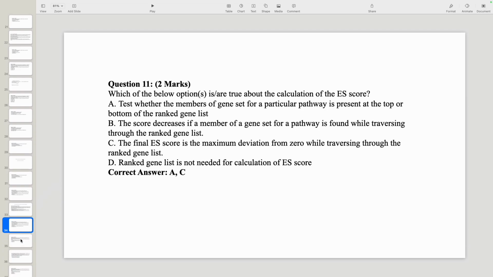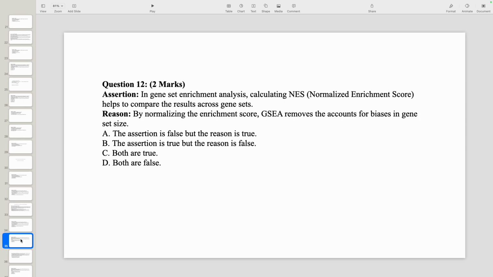So we'll move to our next question, question number 11. In gene set enrichment analysis, calculating NES, normalized enrichment score, helps to compare the result across gene sets. By normalizing the enrichment score, GSEA removes the biases in gene set size. A option is assertion is false but the reason is true. B is assertion is true but the reason is false. C, both are true. D, both are false. Please try to answer for this question.